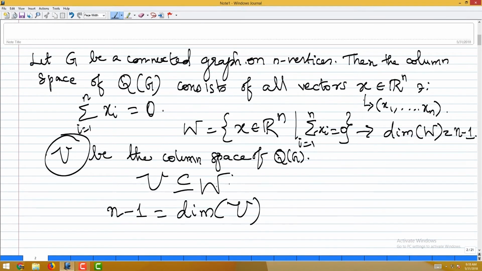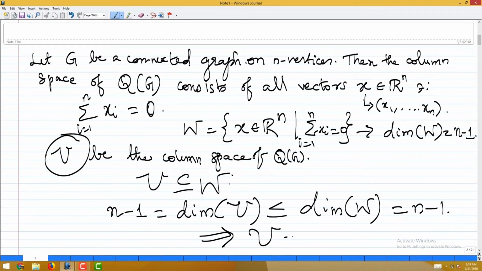When we have a subset, what do we mean? We know that this cannot go beyond the dimension of W, and we also know this is going to be equal to n minus 1 on the other side. The dimension of W is n minus 1, the dimension of U is n minus 1, and U is a subset of W, which means trivially it has to be the improper subset, which is nothing but U is equal to W.